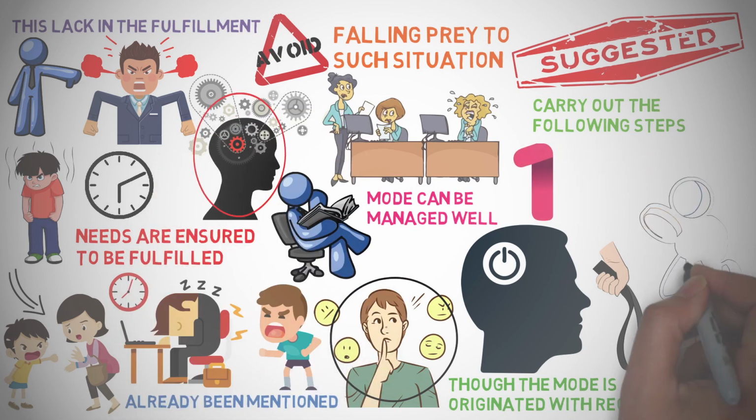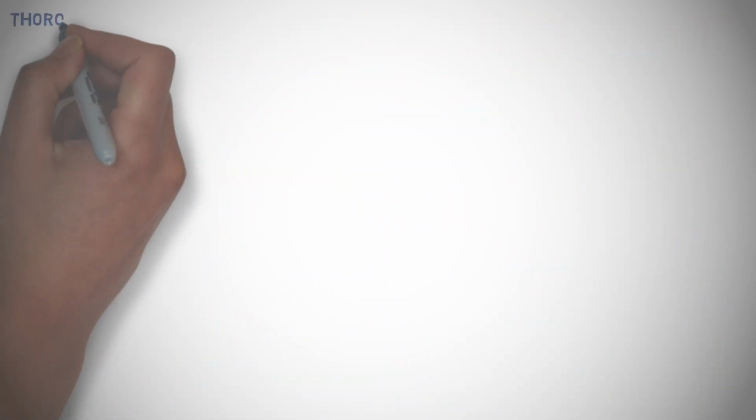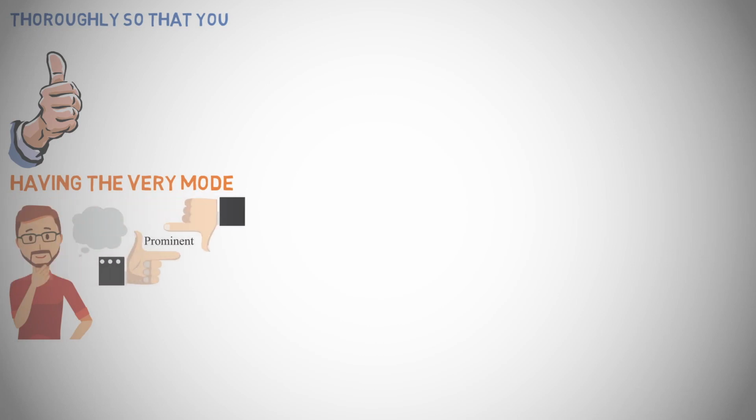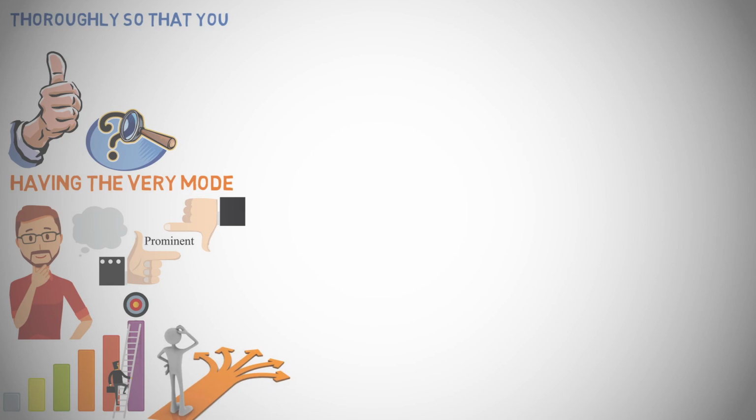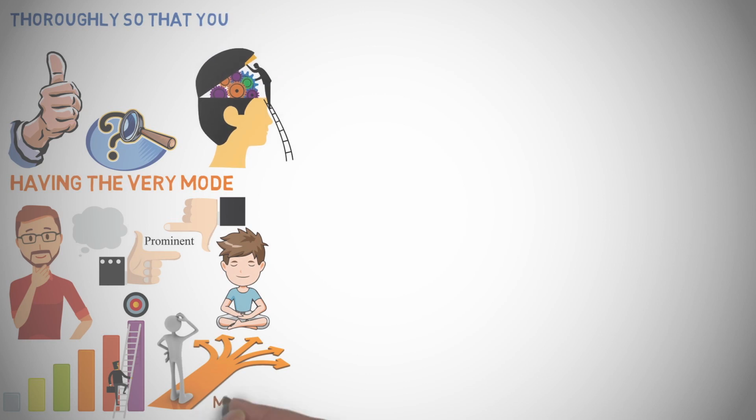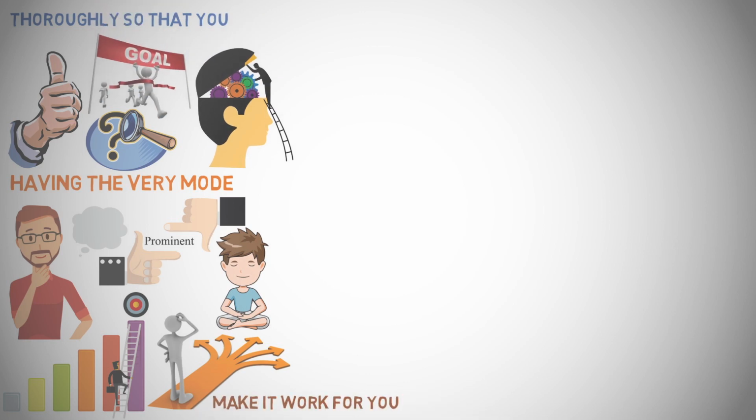Step 1. Identify and be aware of it thoroughly so that you can acknowledge it well. You can do so by imagining any incident having the very mode prominent in it. What you further need to do is own it as having duly evolved as per circumstances. In this way, you can not only calm it down whenever it gets triggered but also make it work for you to accomplish your goals.